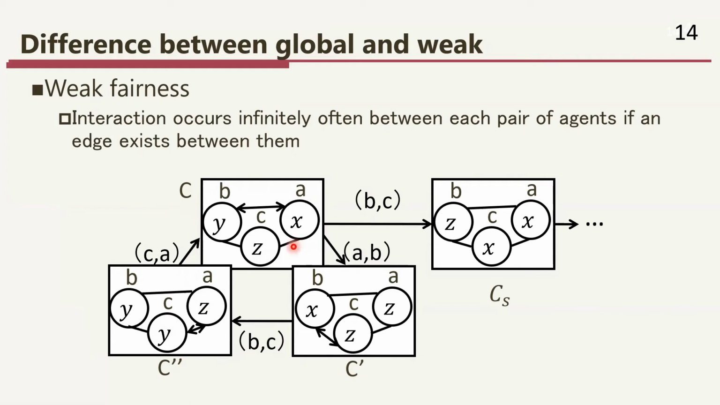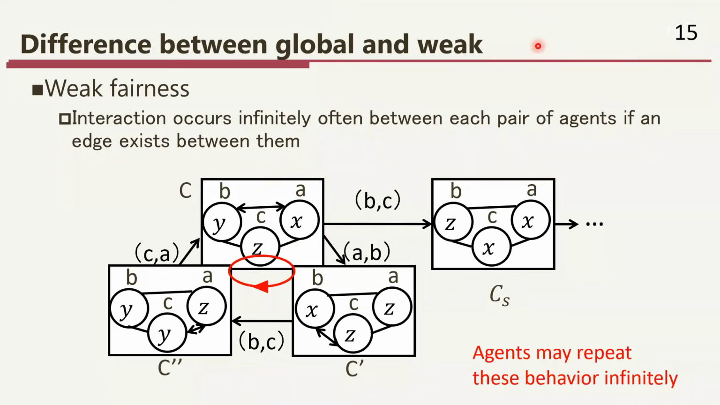The weak fairness guarantees that interaction occurs infinitely often between each pair of agents if an edge exists between them. So under weak fairness, agents may repeat these transitions forever and just C, C prime, and C double prime occur. Thus, although this CS is reachable from C, CS may not occur under weak fairness.